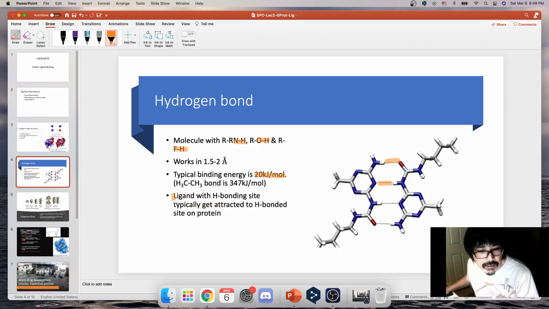And whenever the ligand has an H bonding site, that H bonding site will typically be attracted to the H bonding site on the protein. So whenever you have a chance to make a hydrogen bond, it's more likely that they are going to form a hydrogen bond between the ligand and the protein.